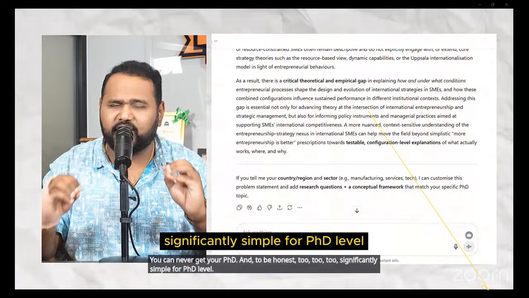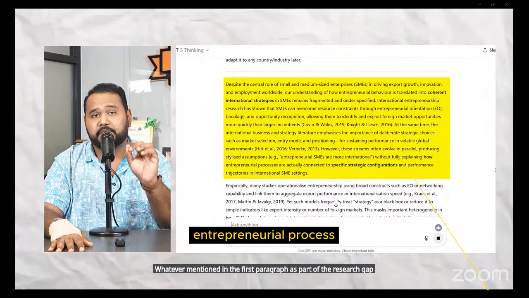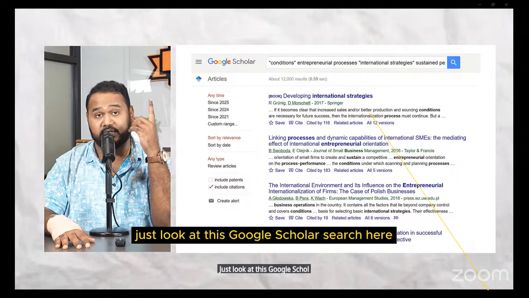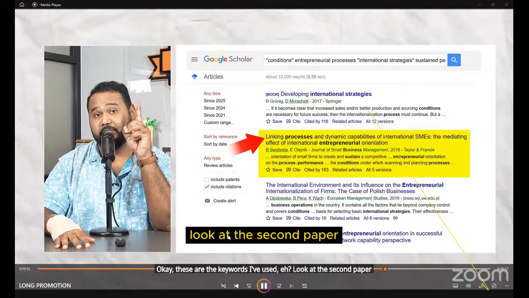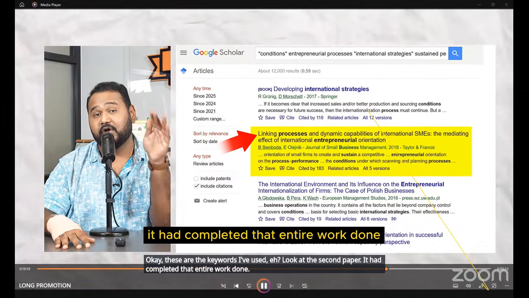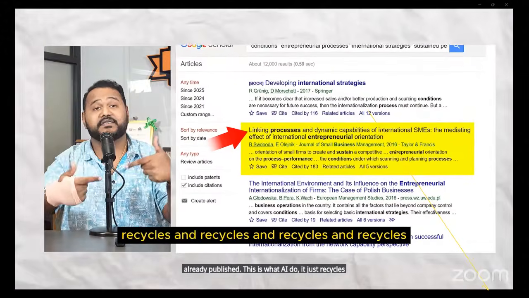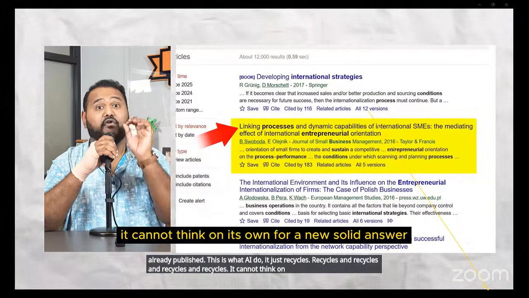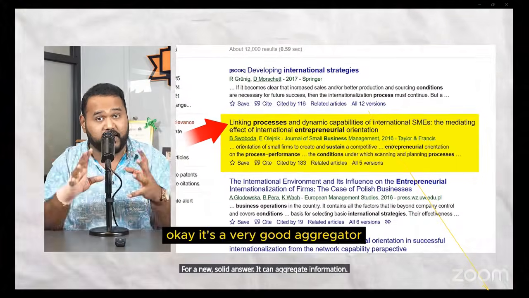Now, whatever is mentioned in the first paragraph as part of the research gap on entrepreneurial process and international SMEs, just look at this Google Scholar search here. This is the keywords I've used. Look at the second paper. It had completed that entire work, already published. This is what AI does. It just recycles and recycles. It cannot think on its own for a new solid answer. It can aggregate information. It's a very good aggregator.